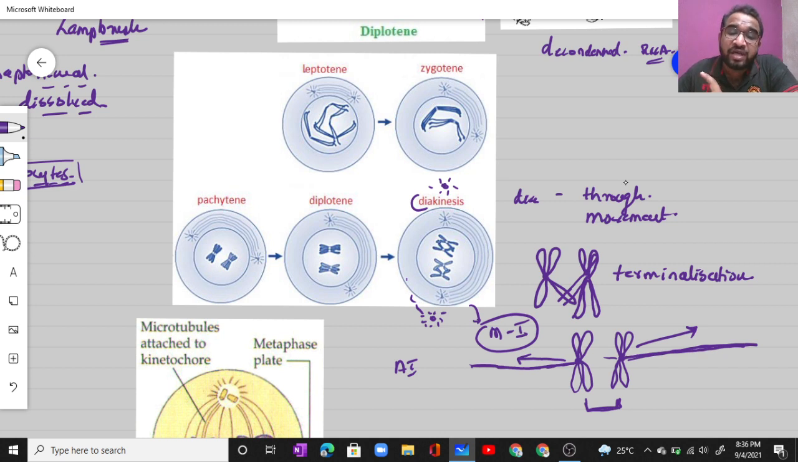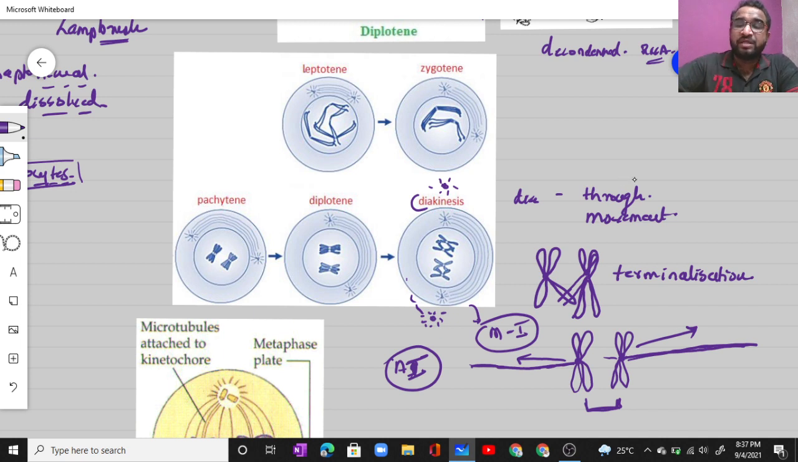So where does the exact reduction of the chromosome happen? It happens in anaphase 1. In meiosis 1, in anaphase 1, the exact reductional division takes place. Where does the crossing over take place? It happens in the pachytene stage. Where does the synapsis take place? It happens in the zygotene stage. Where does the terminalization take place? It happens in the diakinesis stage. So these are some of the things you can expect questions on.